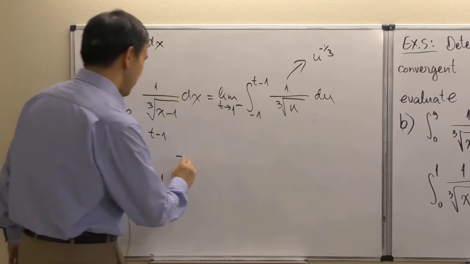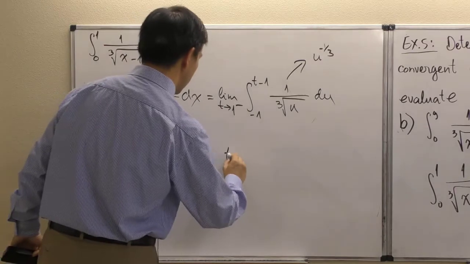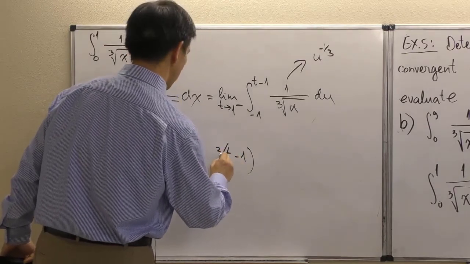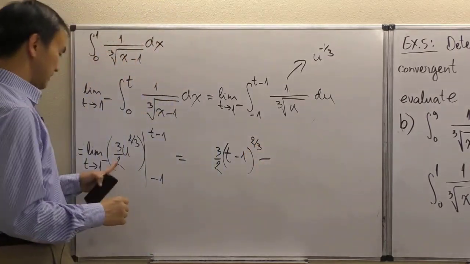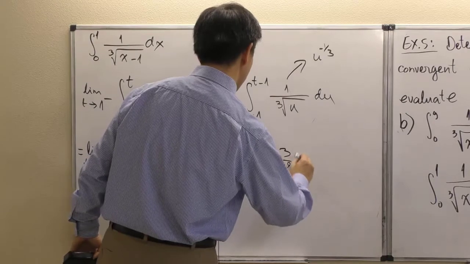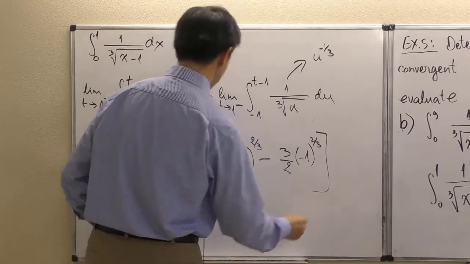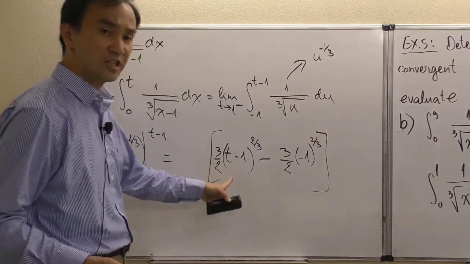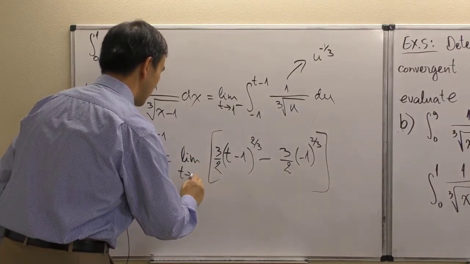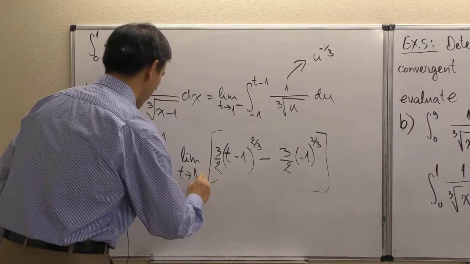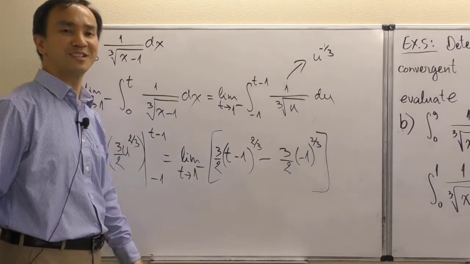So now I'm going to substitute these two values in there: 3/2 times t minus 1 in parentheses to the 2/3 power, minus 3/2 times negative 1 to the 2/3 power. With that subtraction, we have created an expression in terms of t. Now I want to find the overall limit as t approaches 1 from the left-hand side, considering the two terms together.